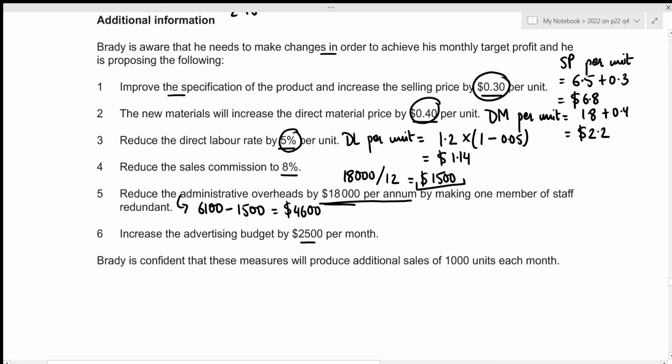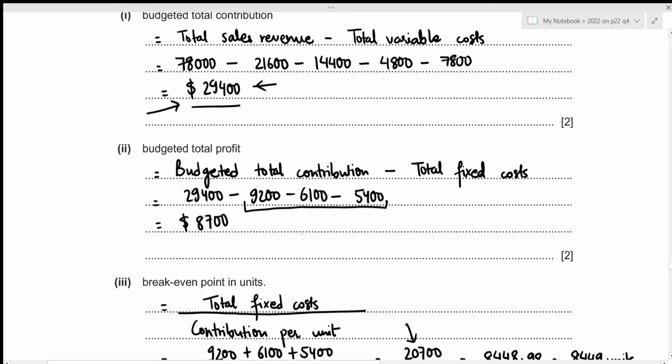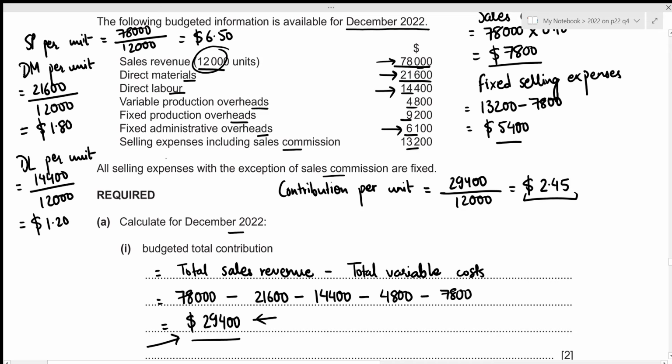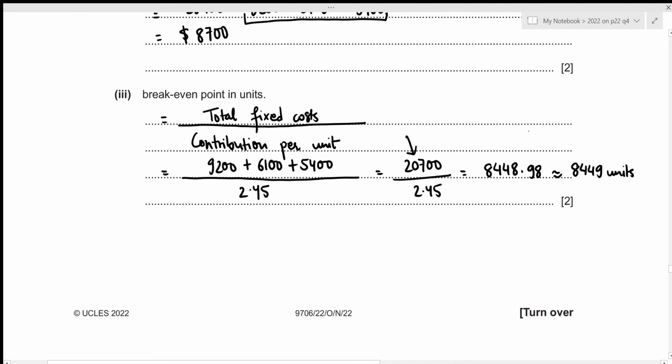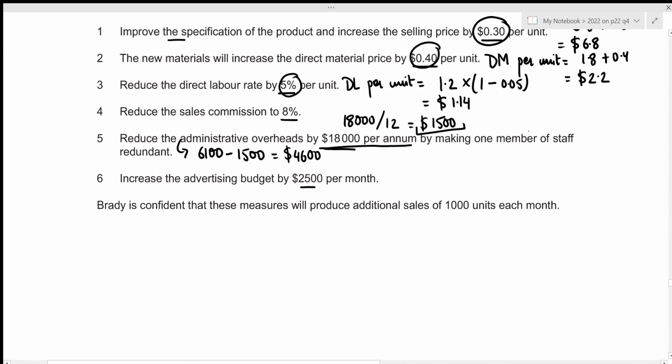So this is again a fixed cost, right? Let's have a look above. That will be the selling expenses, since we are advertising it, so that we will have increased sales. And the previous fixed selling expenses was 5,400. So let's add our 2,500 to it. So fixed selling expenses is going to be 2,500 plus the previous amount of 5,400, which results in the value of 7,900.